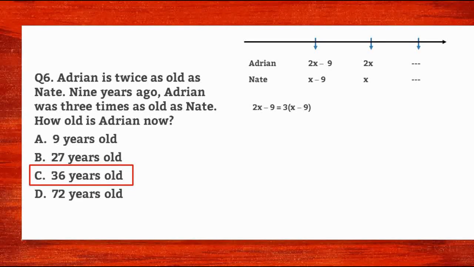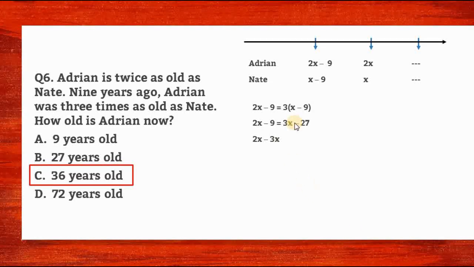Next is we set up the equation. The problem states that 9 years ago, Adrian was 3 times as old as Nate. Thus, our equation is 2x minus 9 is equal to 3 quantity x minus 9. This means that Adrian's age 9 years ago, which is 2x minus 9, is equal to 3 times the age of Nate 9 years ago. Solving for x, we get 2x minus 9 is equal to 3x minus 27, since we are to distribute 3 to x and to 9.